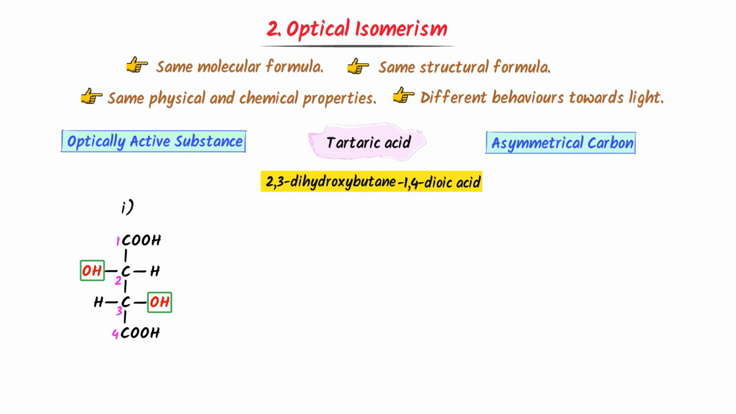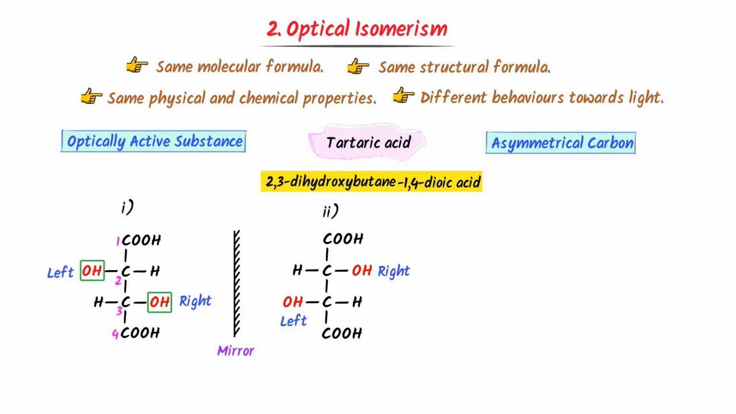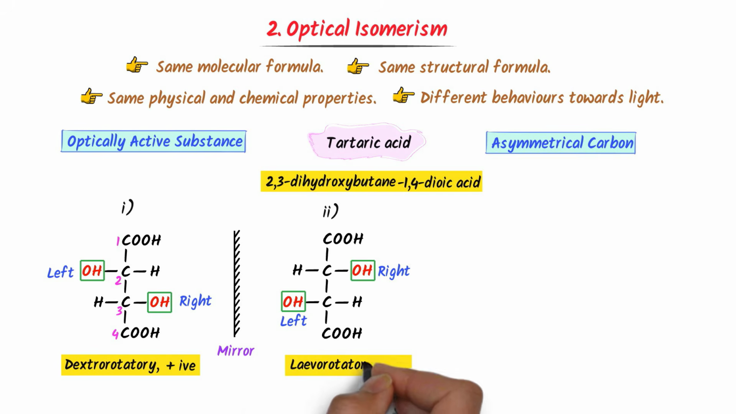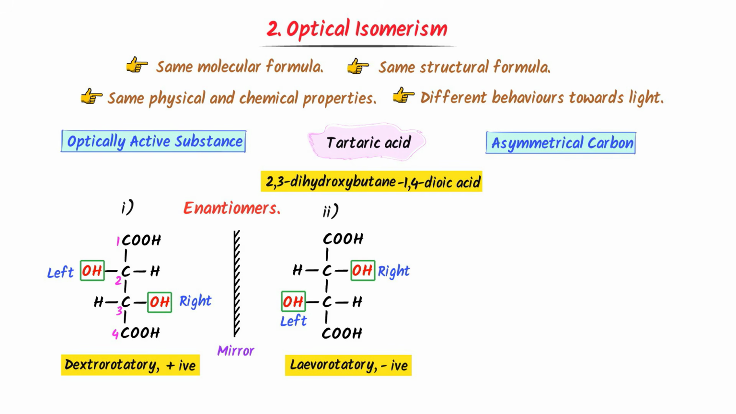2,3-dihydroxybutane-1,4-dioic acid. Now as usual, I place a mirror in front of this compound. I get this compound. This OH shifts here and this OH shifts here. Let us call this dextrorotatory tartaric acid and we represent it by a positive sign. We call this levorotatory tartaric acid and we represent it by a negative sign. These both isomers are enantiomers of each other because they are mirror images of each other.